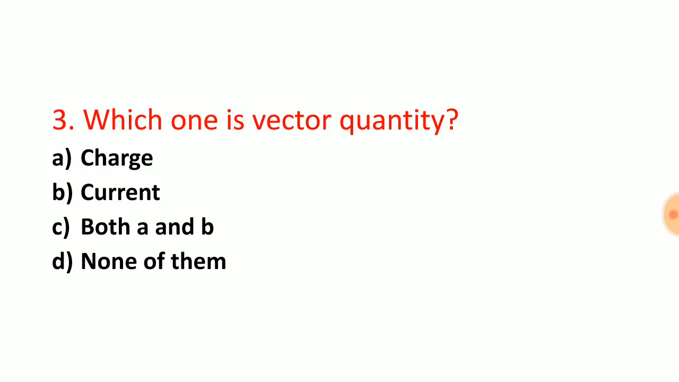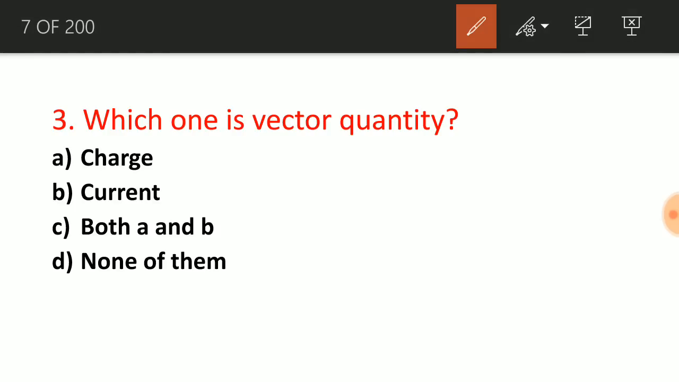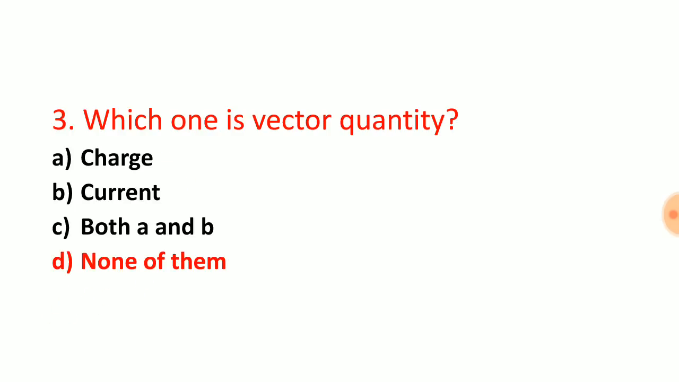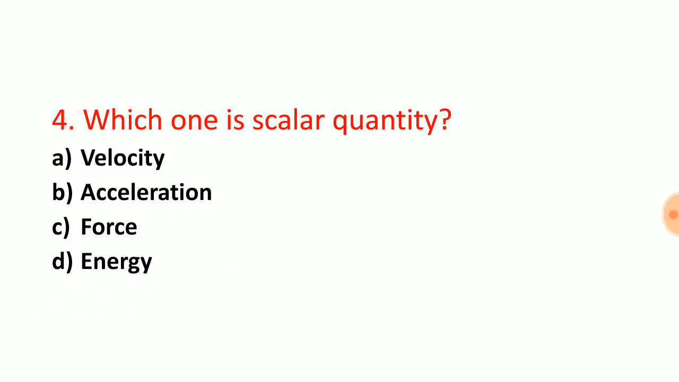Now let us see question number 3. Which one is a vector quantity? If we see this, charge and current are both scalar quantities. Although they have magnitude and direction both, they are scalar because they do not follow vector algebra. Because of that, the answer for this question will be none of these. Both are scalar quantities, so none of these is the right answer for question number 3.